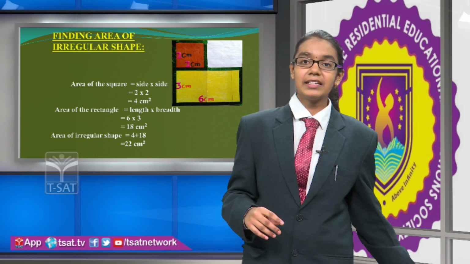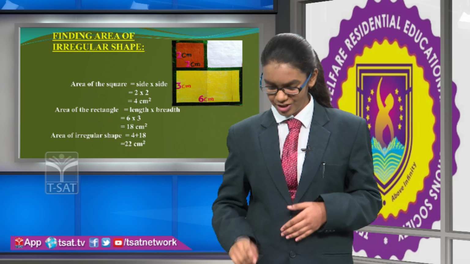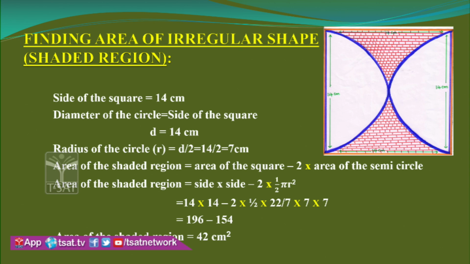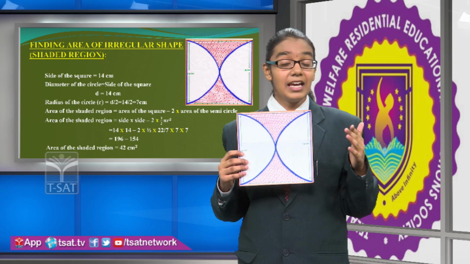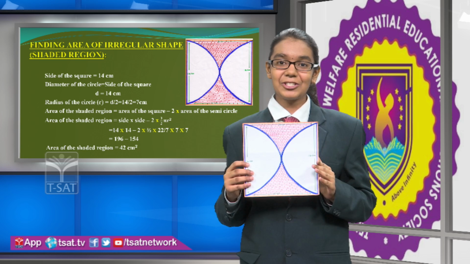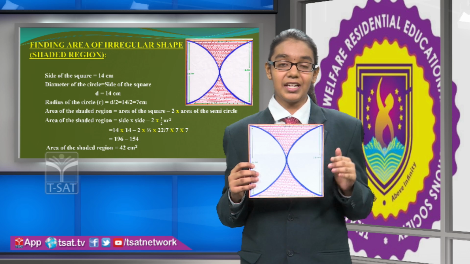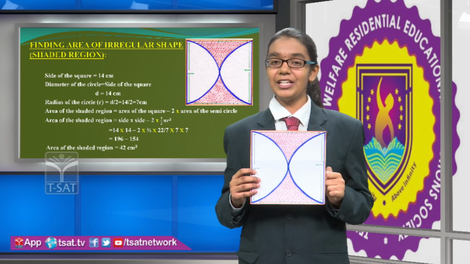In the same way, now let's calculate the area of the shaded region of an irregular shape. See here, the total figure is a square. And here we find two semicircles. If we put those two semicircles together, a circle is formed. And here we find a shaded region. So now we are going to find out the area of this shaded region.